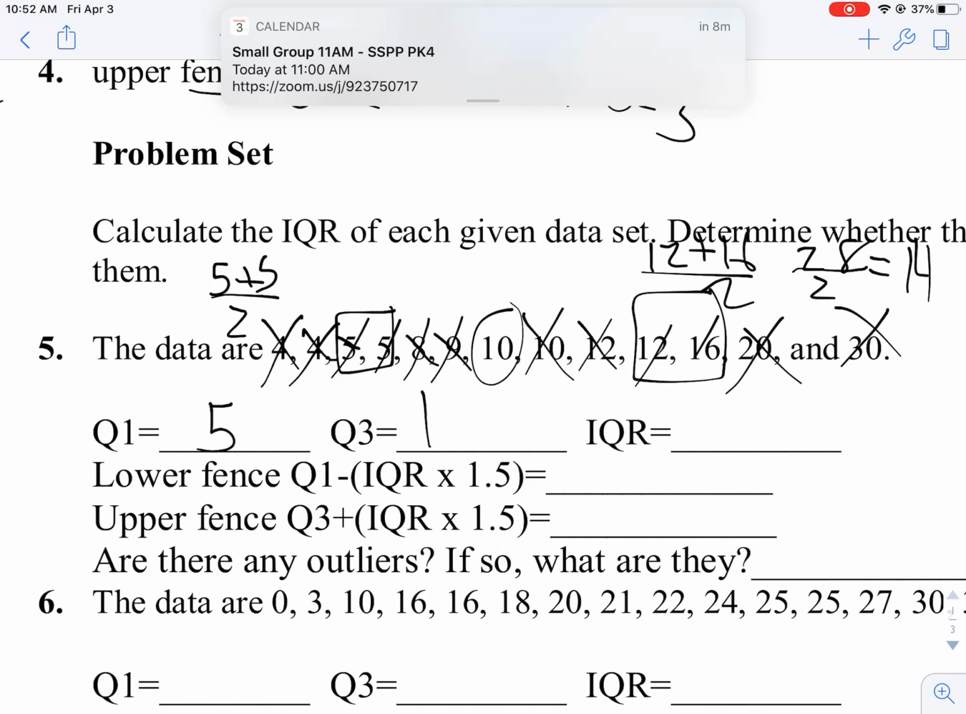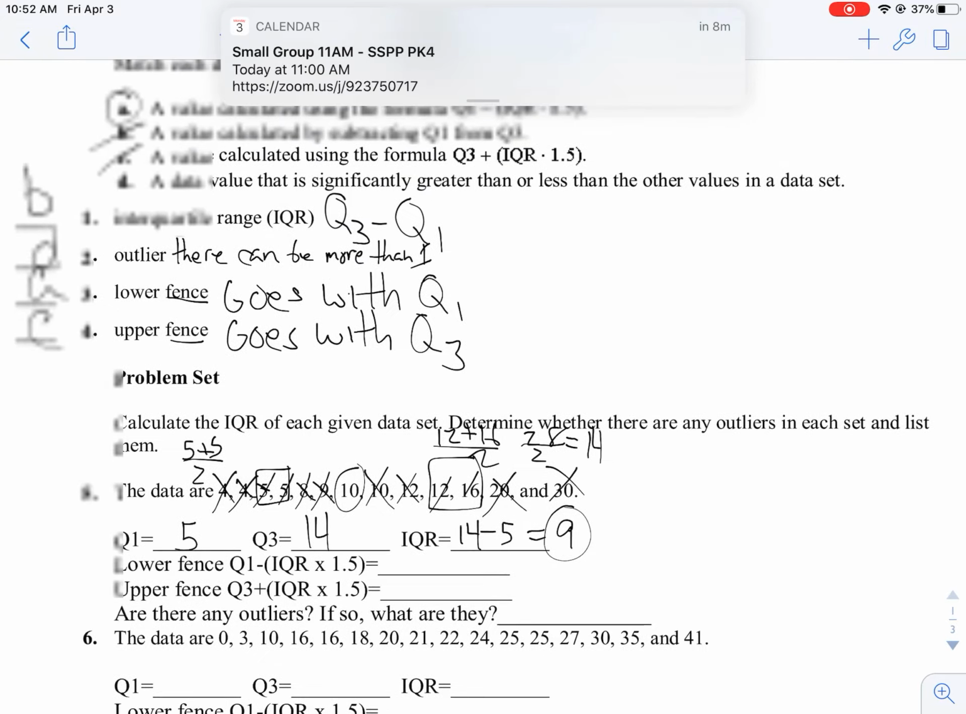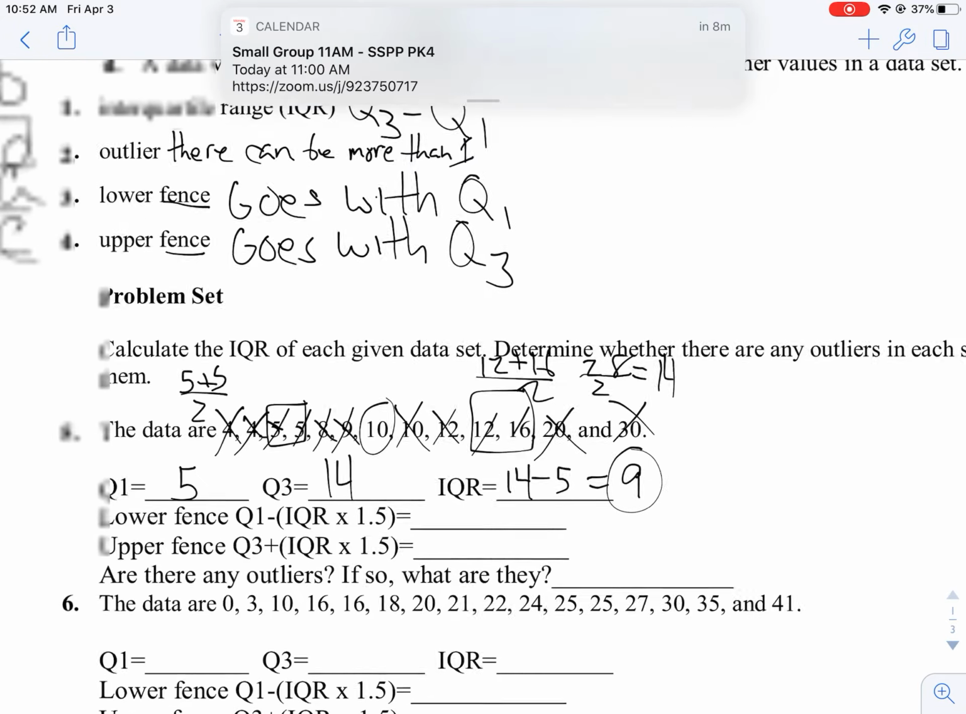So we're going to reflect that down here. My IQR, remember, we're going to subtract that 14 minus 5. I'll just draw out that little math problem for you. 14 minus 5. And that's going to give me 9. So my IQR is 9. Okay?